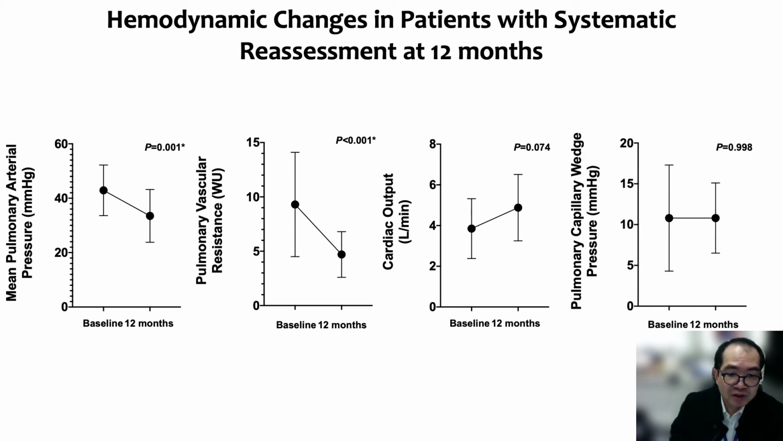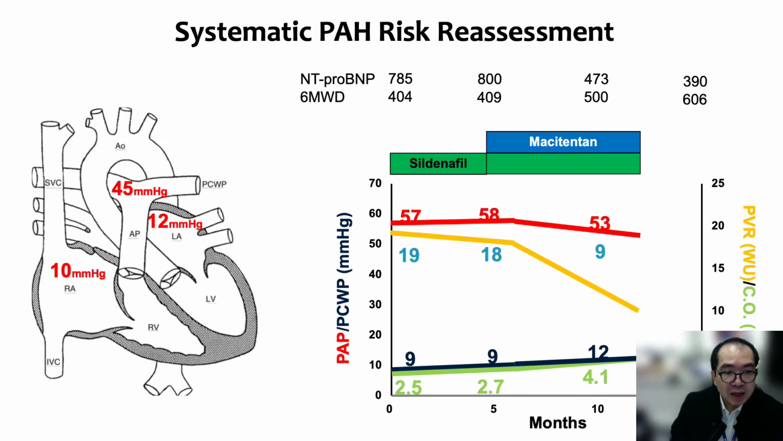However, the pulmonary capillary blood pressure remains unchanged, which is very typical for patients with pulmonary hypertension treated with the drugs. And this is one example of the patient that we have. At baseline, you can see that this young lady has a high NT-proBNP level and a very short 6-minute walking distance of only 400 meters.